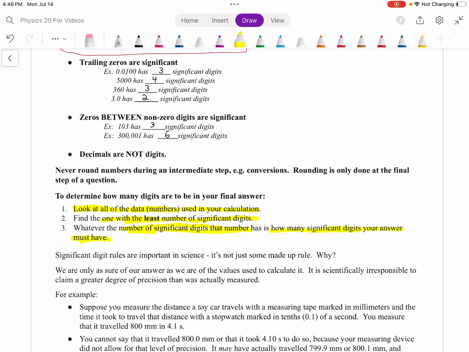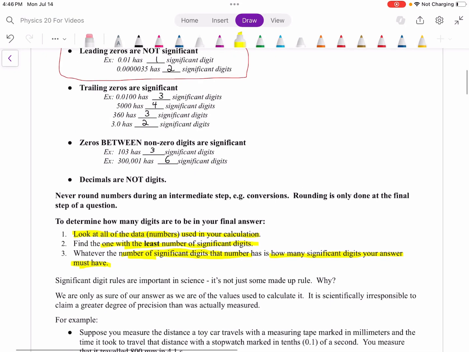So at the end, when you've done all your calculations, you'll get your answer. You want to record it to that number of significant digits. You might have to round it off. You might have to add zeros, but that's the idea. Now, important note right away here. You're not rounding at every step.